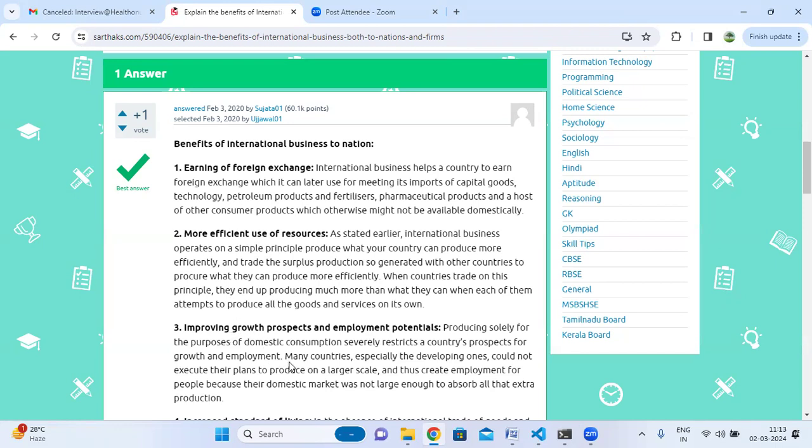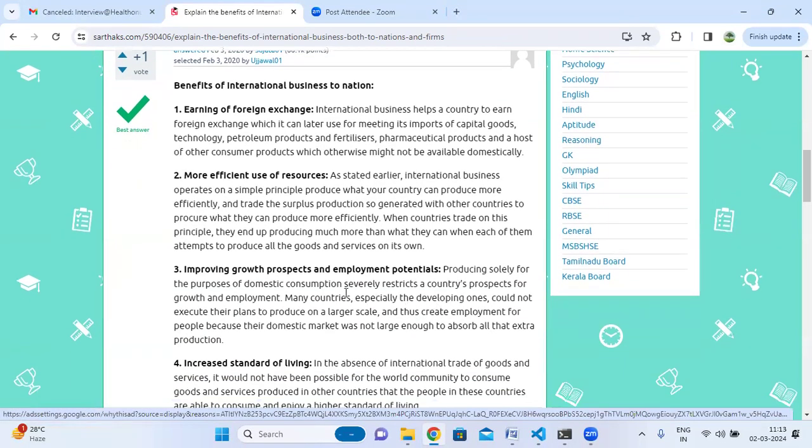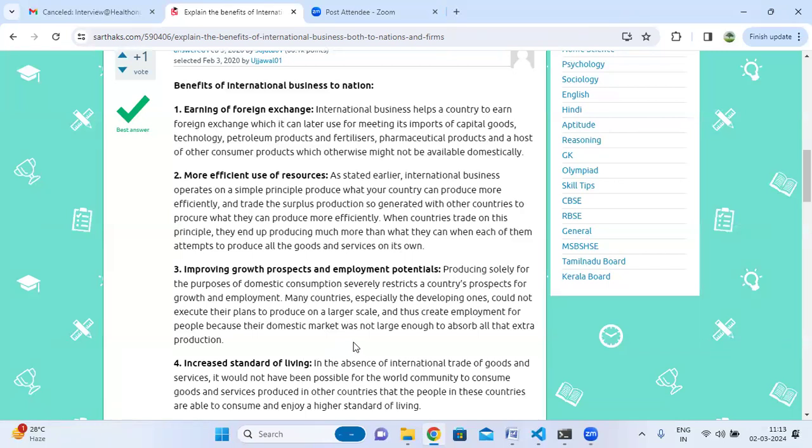Next one, improving growth prospects and employment potential. Producing solely for the purpose of domestic consumption severely restricts a country's prospects for growth and employment. Many countries, especially developing ones, could not execute their plans to produce on a larger scale and thus create employment for people because of their limited domestic market. Large-scale production improves growth prospects and employment.